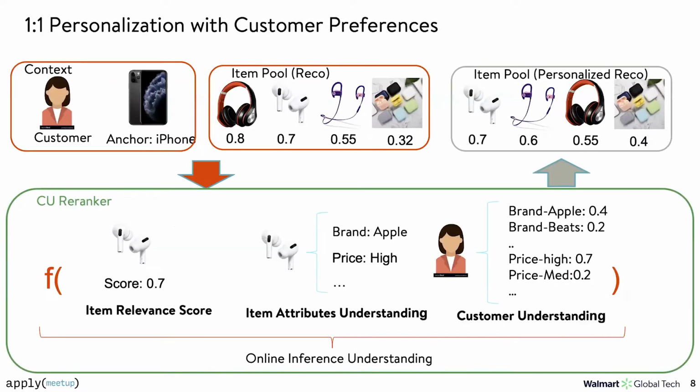So coming to a real-world example of how customer context works in the re-ranking of any kind of underlying item recommendation pool. You can see an example here. What we are presenting is a customer for whom we have identified, through his or her customer context, that he or she might like an iPhone product.